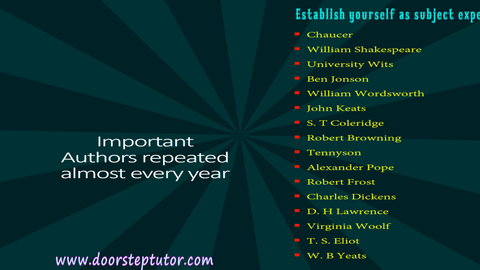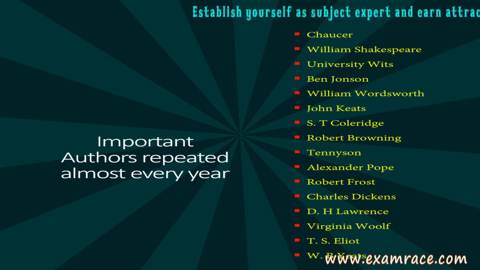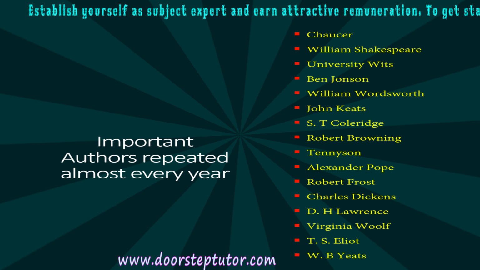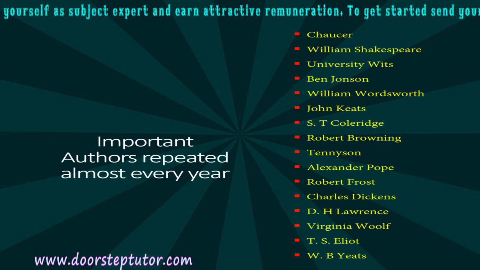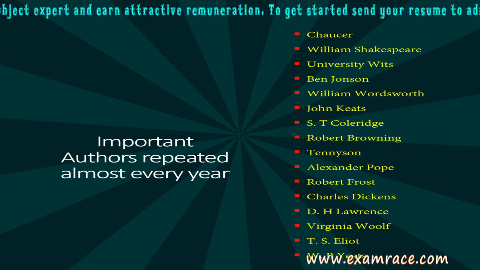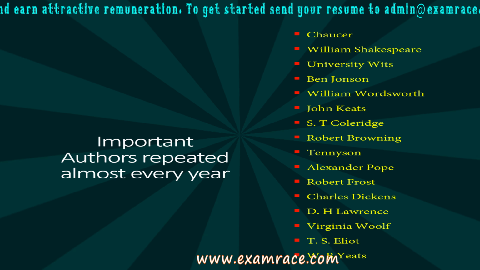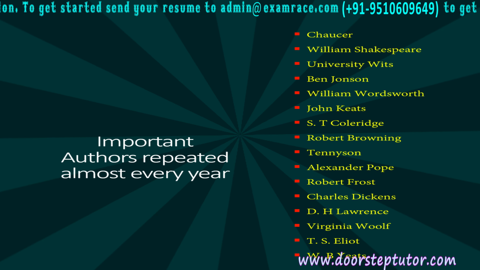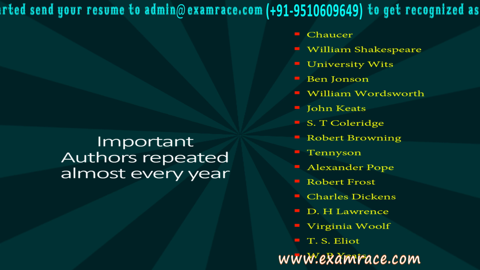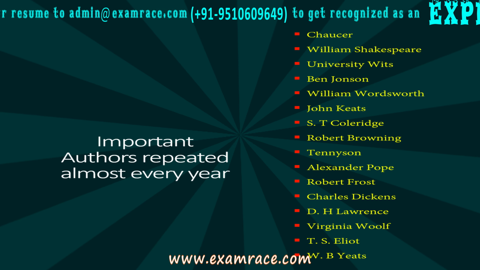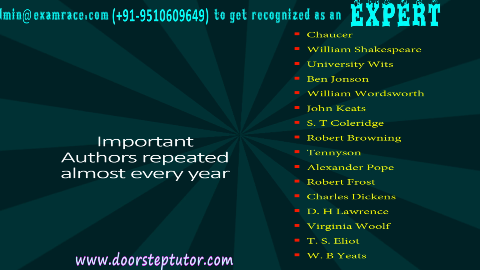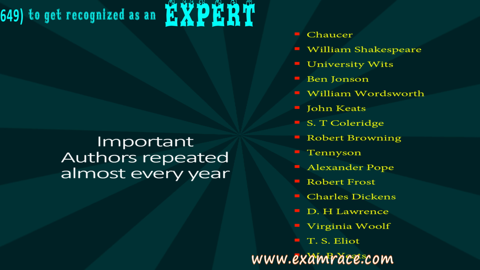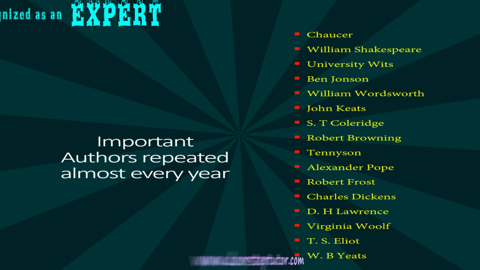Now, University Wits. We know that the University Wits is a group of 7 authors who belong to either Cambridge or Oxford universities. Ben Jonson, who is a Jacobean playwright. William Wordsworth, a romantic poet. John Keats also belonged to Romanticism. S.T. Coleridge also belonged to Romanticism. Robert Browning, a Victorian poet. Alfred Tennyson, Alexander Pope, who belonged to the Augustan Age, and Robert Frost, Charles Dickens.